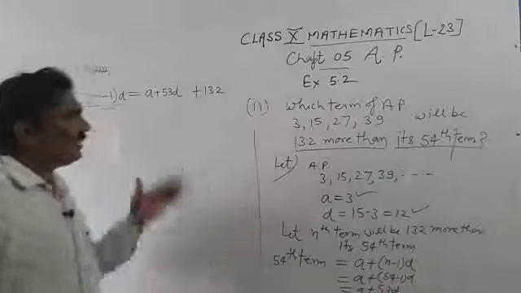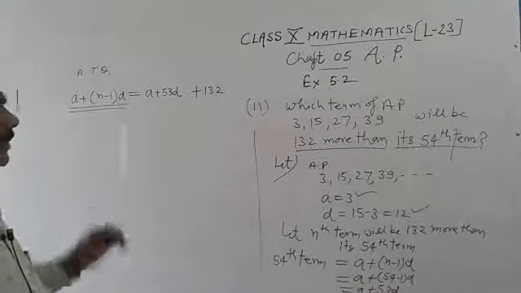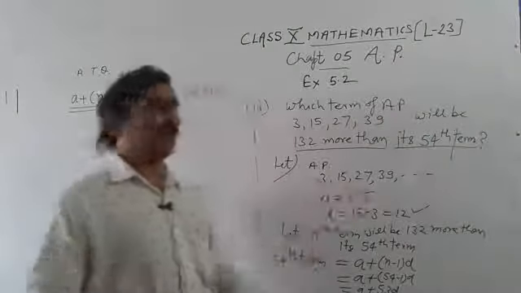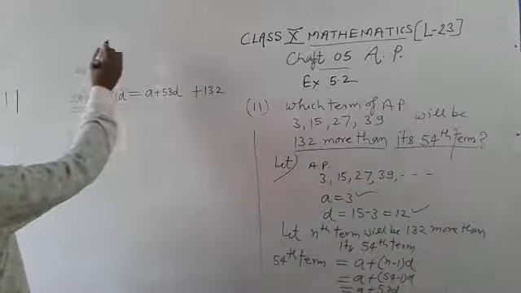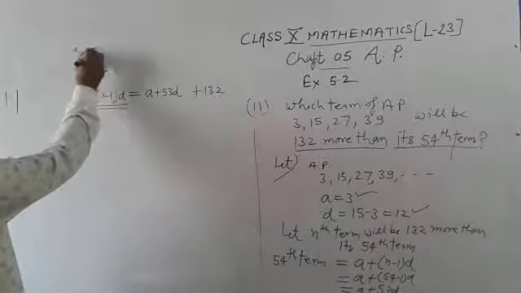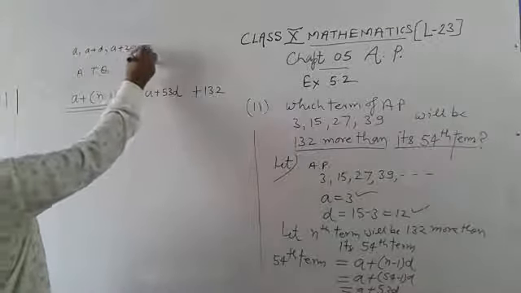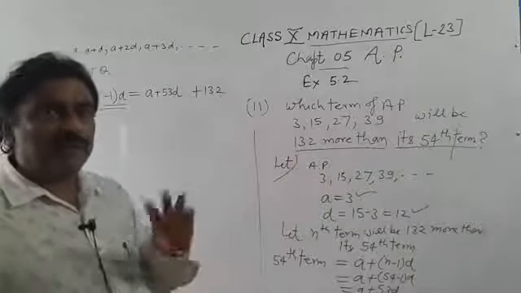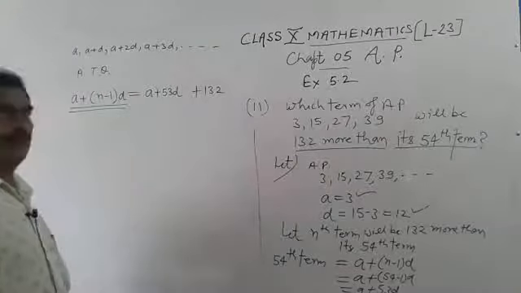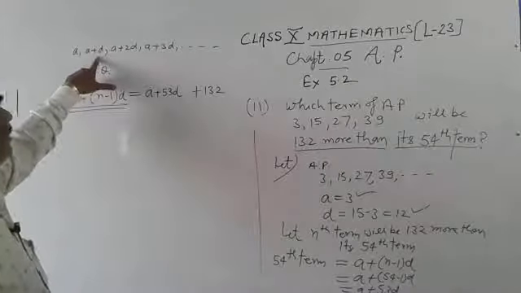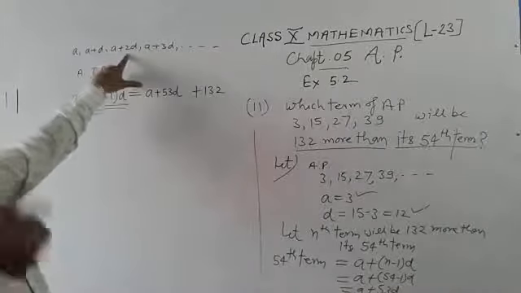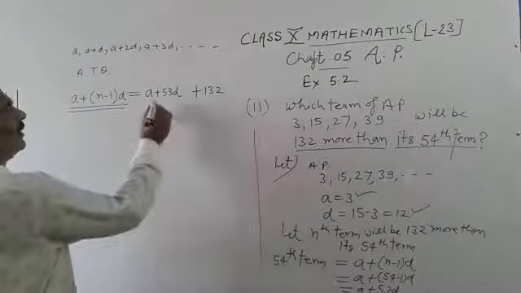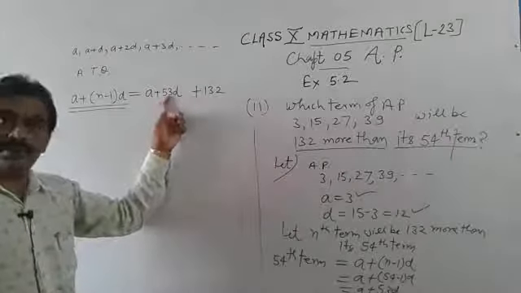So we can write it directly. I have already told you that the general terms of an AP are a, a plus d, a plus 2d, a plus 3d, etc. These are the general terms of any AP, and we use these terms for calculation. For example, the second term is a plus 1d, the third term a plus 2d, the fourth term a plus 3d, similarly the fifth term a plus 4d. Similarly the 54th term is a plus 53d.